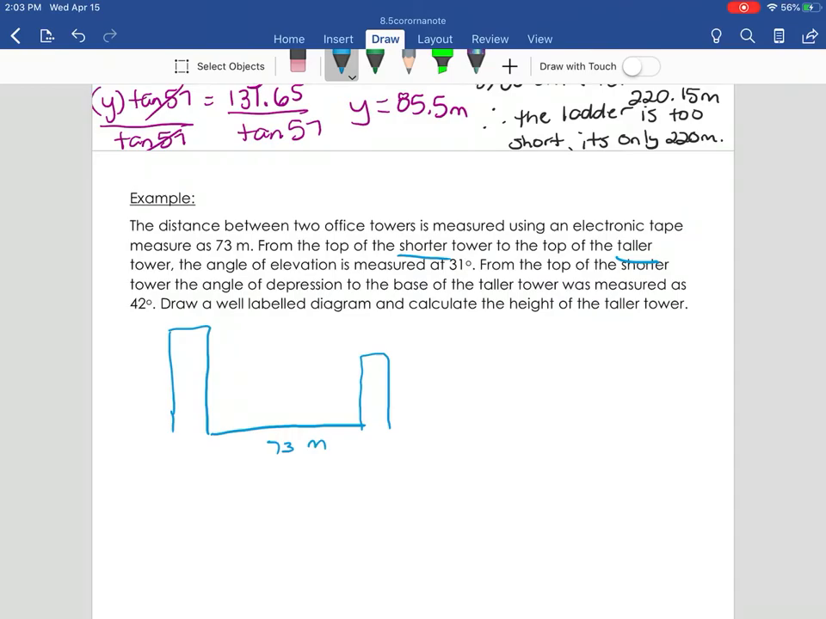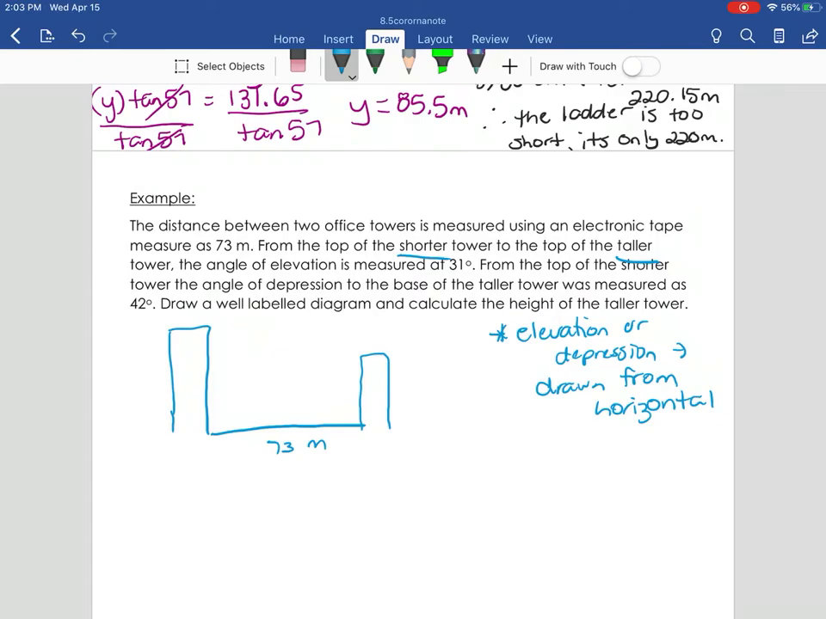Okay, and it talks about the angle of elevation and the angle of depression. So remember, every time you have an angle of elevation or depression, those are always drawn from the horizontal.